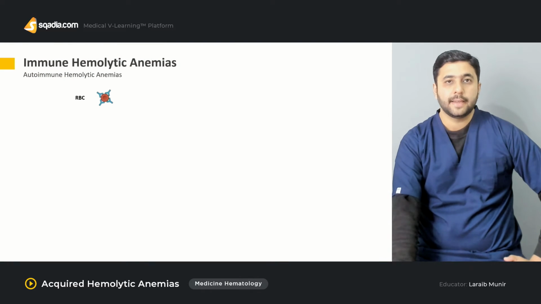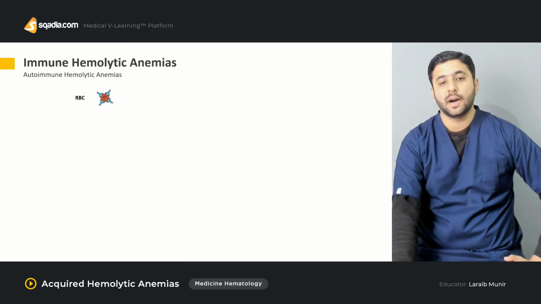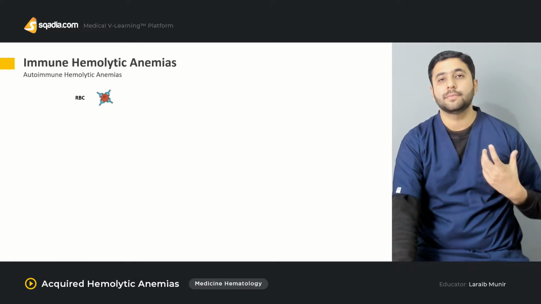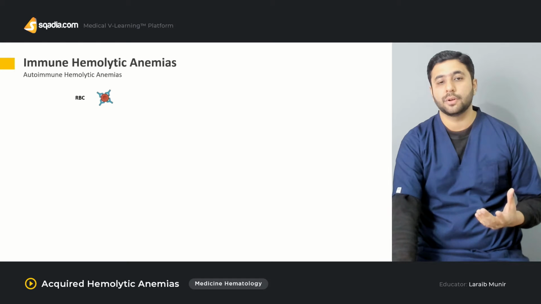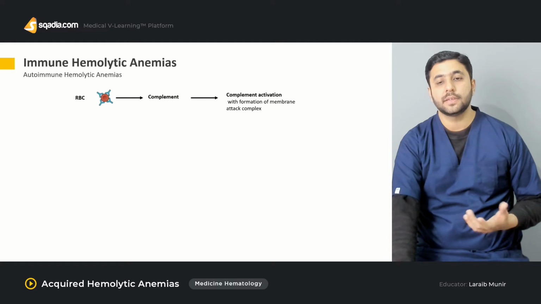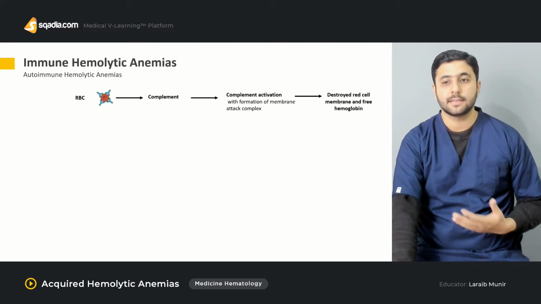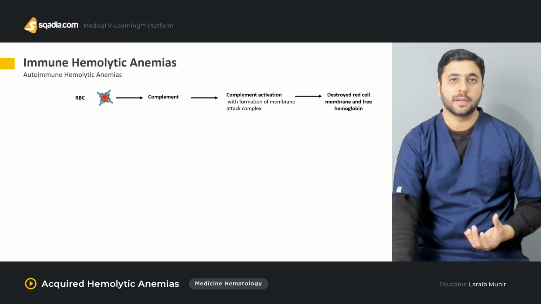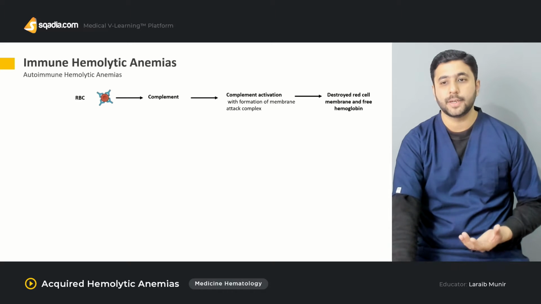Now let's talk about the mechanism, how the immune hemolytic anemias occur, or how the RBCs are going to be destroyed. As you can see here, we have an RBC which basically has an antibody directed against itself, either on its own or it gets entrapped in a mechanical process. This RBC antibody complex, if it is IgM, can activate complement. This complement activation will lead to the formation of the membrane attack complex, and that can lead to the destruction of the RBCs inside the blood plasma and lead to the intravascular hemolysis, leading to hemoglobinuria.